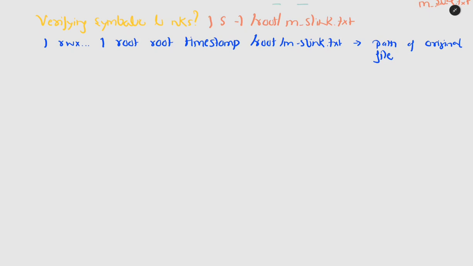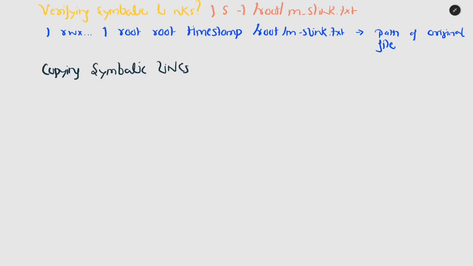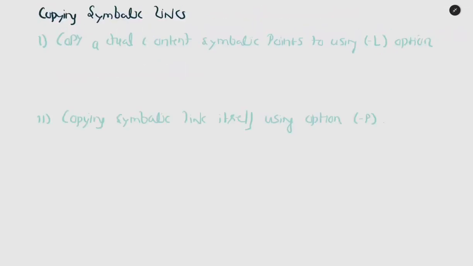Now how do we copy a symbolic link? Now that you know how to create symbolic links, let's move on to copying them. By default, when you use the cp command to copy a symbolic link, it copies the content the symbolic link points to. However, if you want to copy the symbolic link itself or the content it points to, you can use the following options. Option 1, copying the content the symbolic link points to. If you want to follow the symbolic link and copy the actual content it points to, not the symbolic link itself, we will use the option called -L.